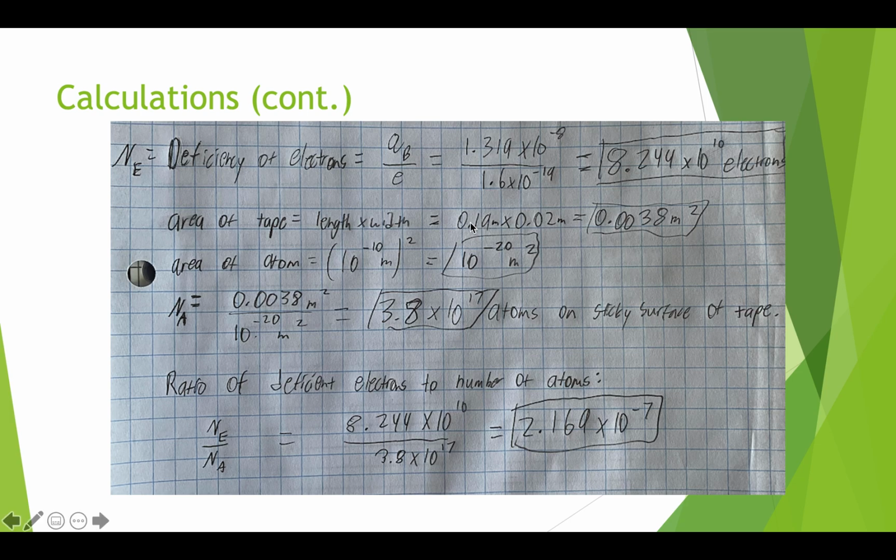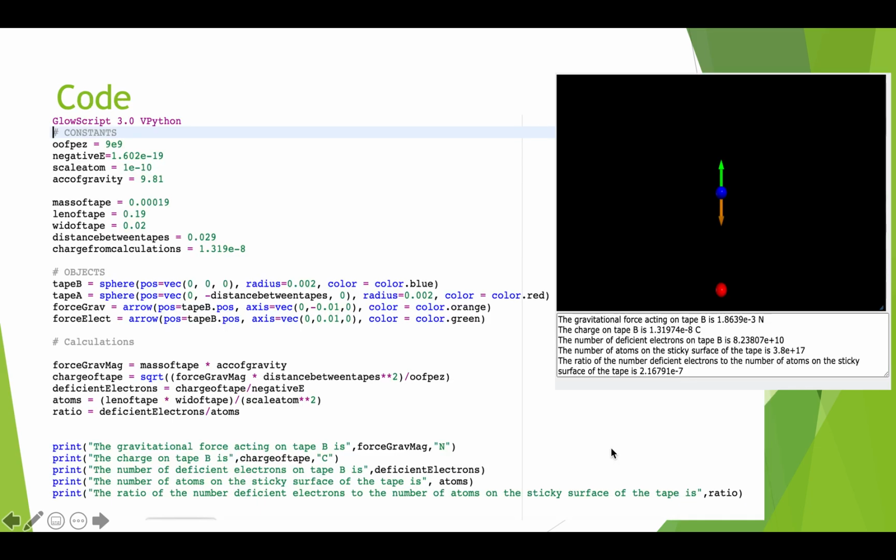Right here we calculate the number of atoms on the sticky surface of the tape by simply dividing the area of the tape by the area of a single atom, and we find 3.8 times 10 to the 17th atoms on the sticky surface, and that leads us to a very simple ratio calculation of deficient electrons to the number of atoms, which we get to be 2.169 times 10 to the negative 7th.